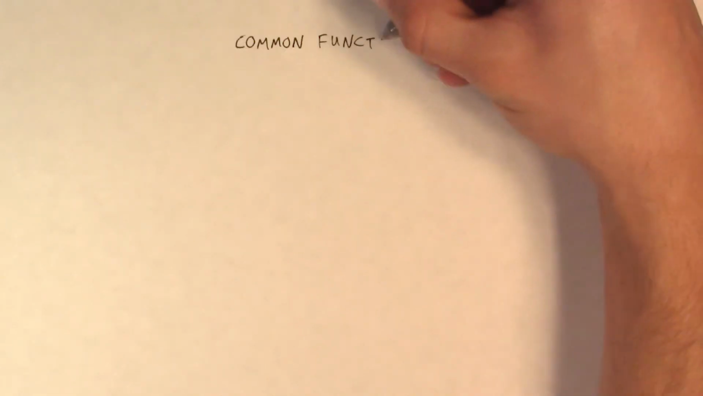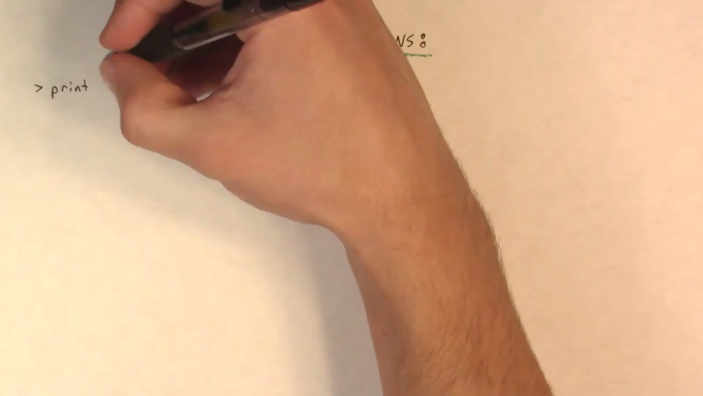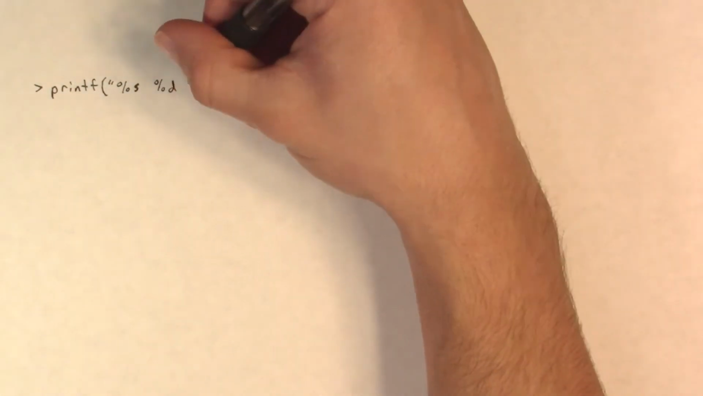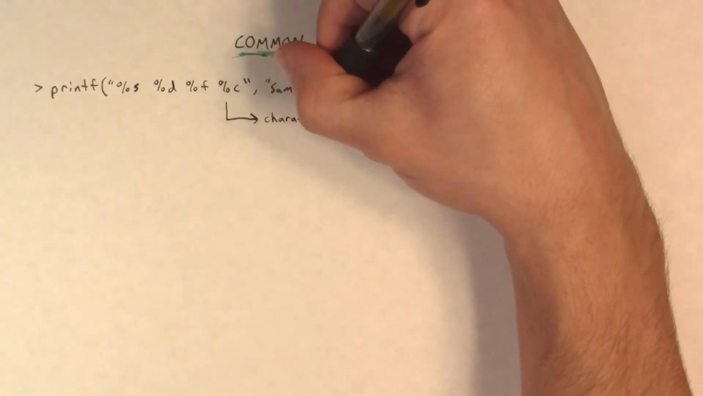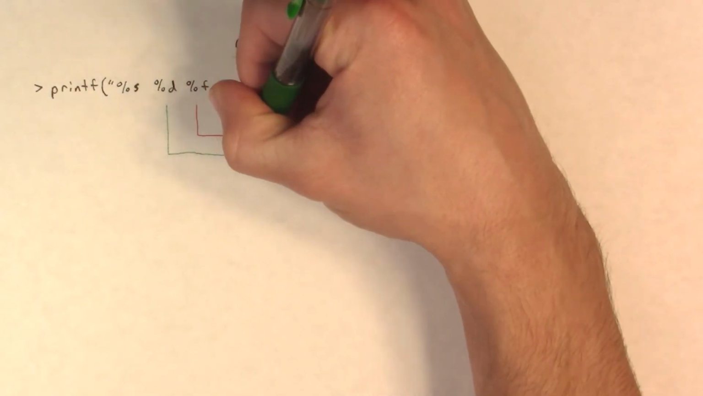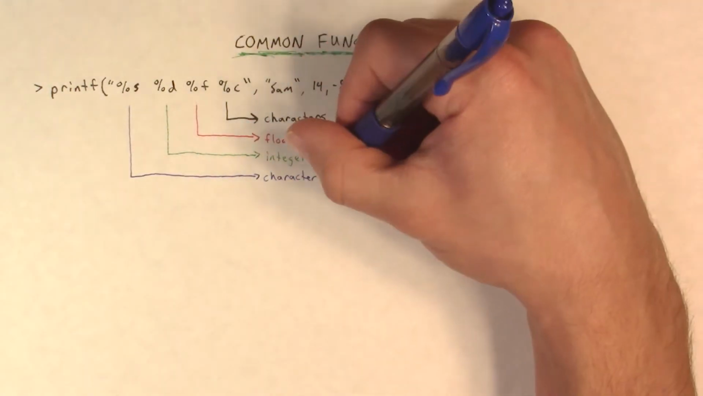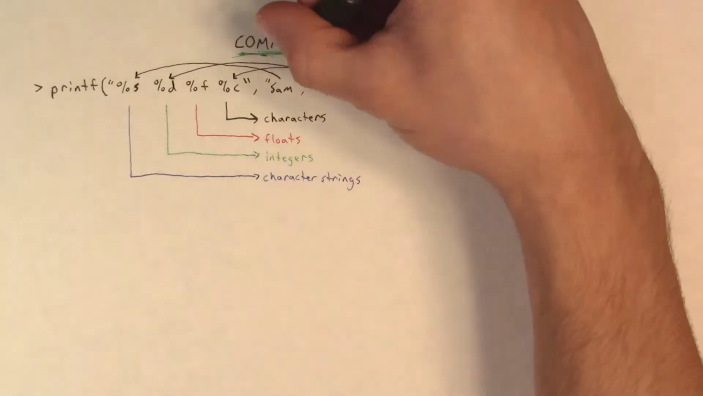Last is some of the most common functions that we can find in C. First is a printf function. Here we see that information to be displayed goes inside of quotation marks within the parentheses. The percent signs with letters that you see serve as placeholders for variables that are placed after the quotations and are separated by commas. The four formats that can be used are characters, floats, integers, and character strings.